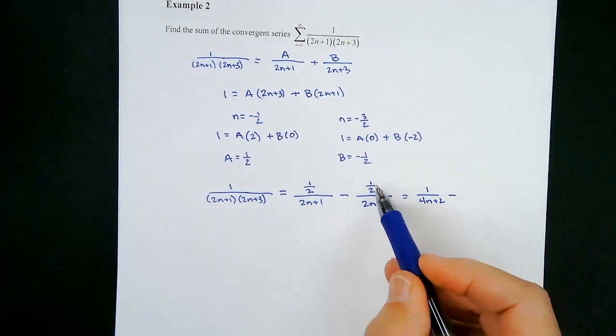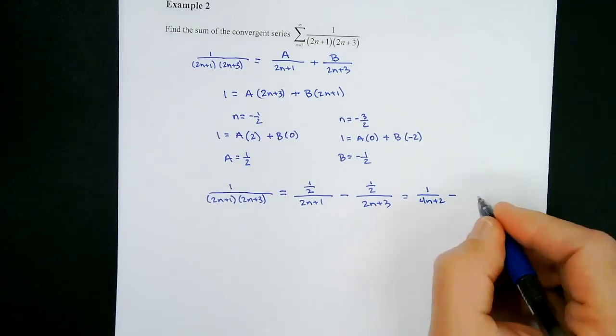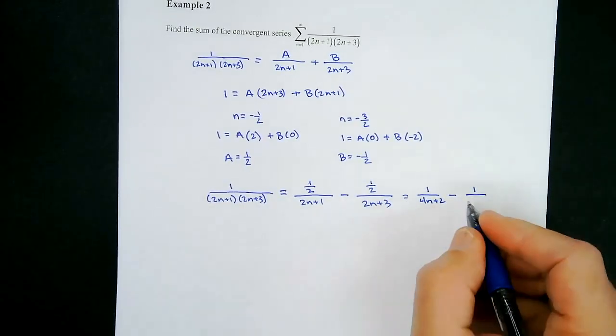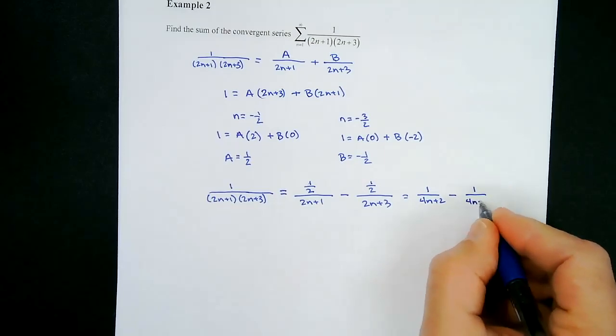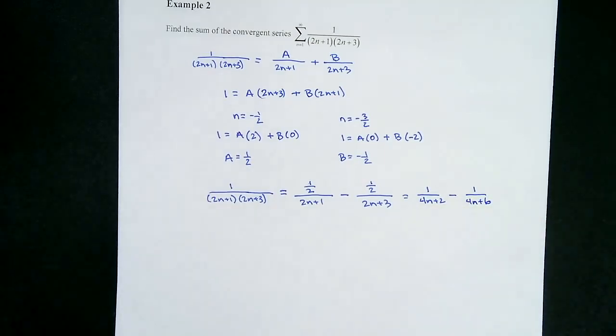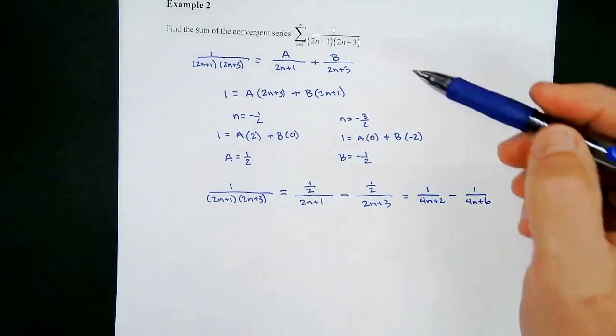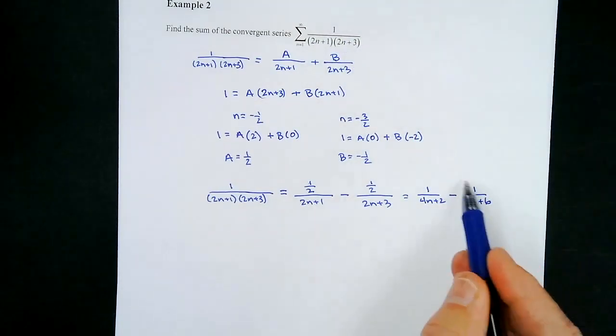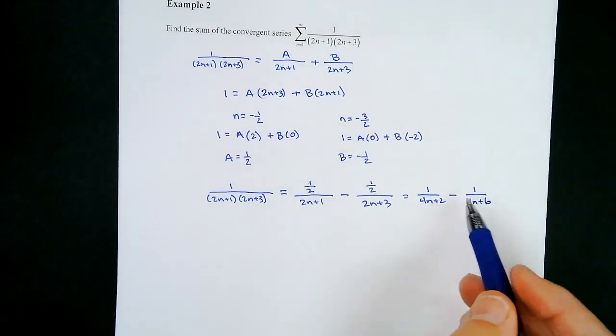Then we have the minus, and multiply this one by 2 over 2, and this numerator becomes 1 over, and this one becomes 4n plus 6. All right. And now what that does is it allows us to rewrite this form of the summation as the difference between these two fractions.